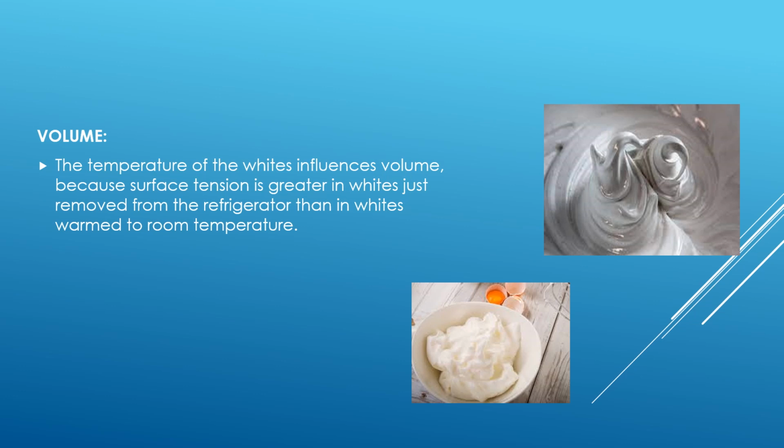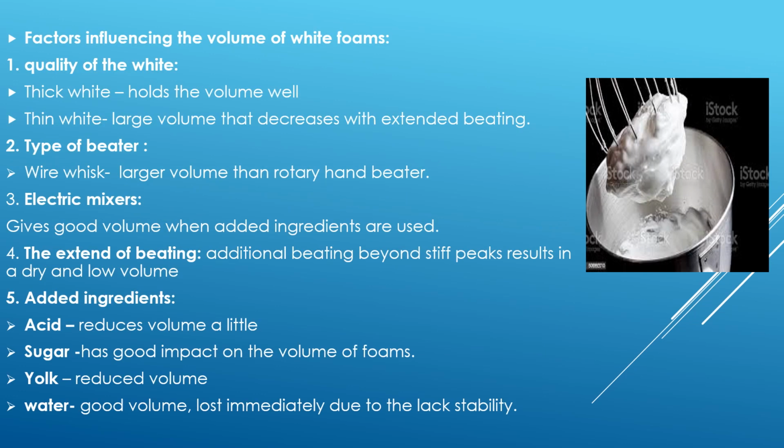There are several factors that may influence the volume of egg whites. First of all is the quality of the whites. As we all know, there are two types of whites, the thick white and the thin white. When there is a comparatively large amount of thin white, the foam forms quickly and reaches a larger volume. But that volume is reduced when beating is extended. In comparison to that, thick white requires more beating to reach the desired endpoint, but the foam achieved holds its volume well. The second factor is the type of beater.